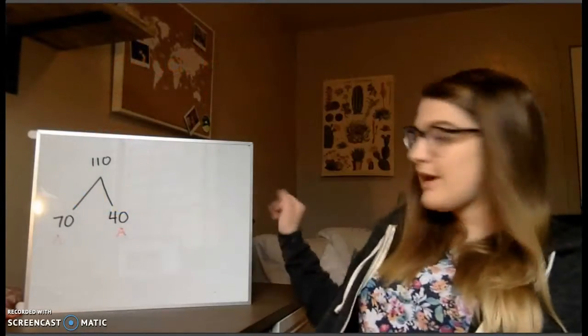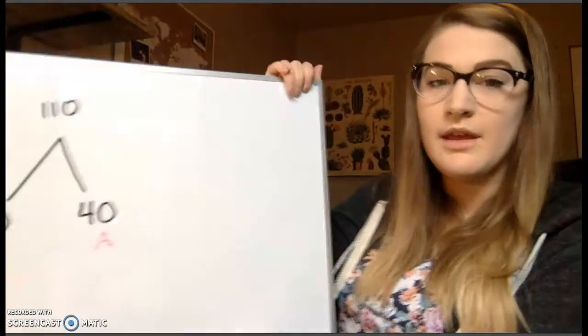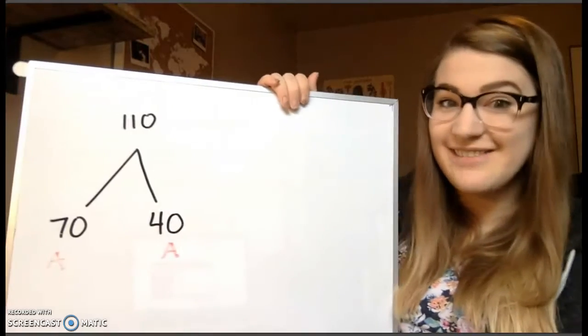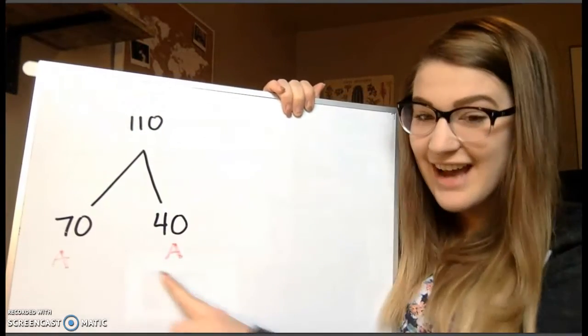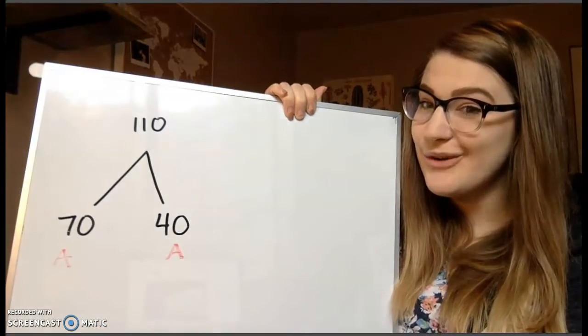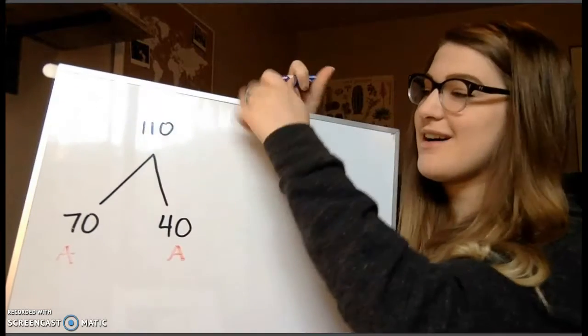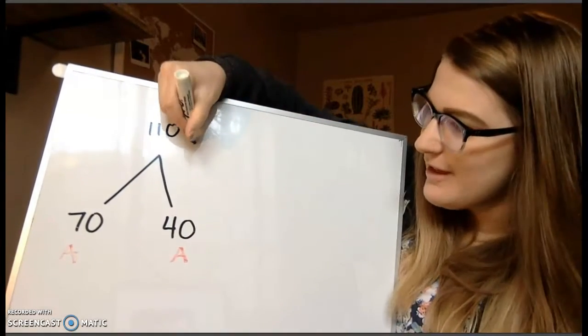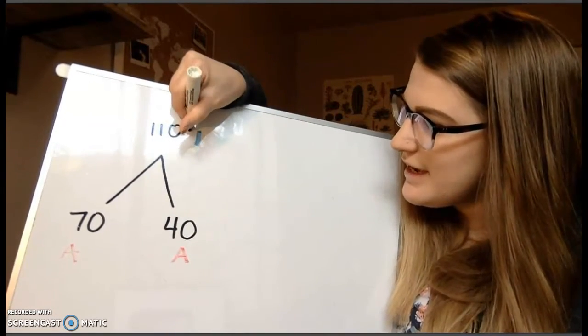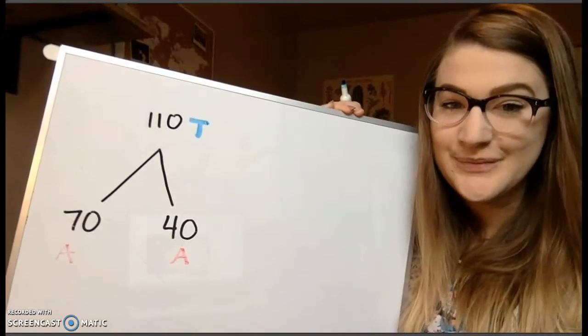So then looking back at our board here, if our 70 and our 40 are the addends, which number is going to be the total? It's going to be our 110. So I'm going to label that here with a T for total.